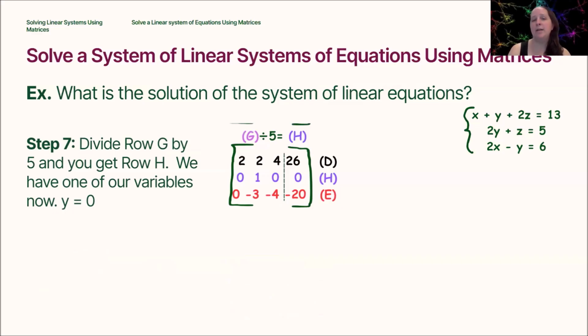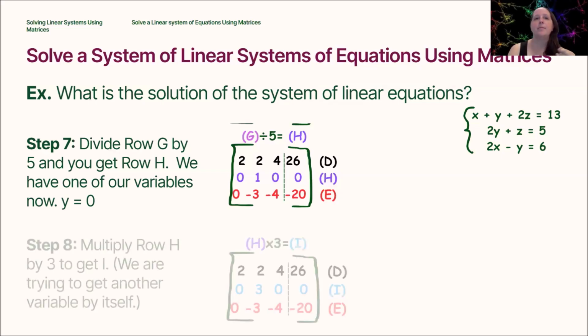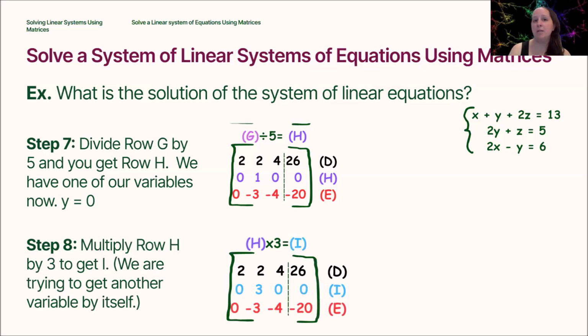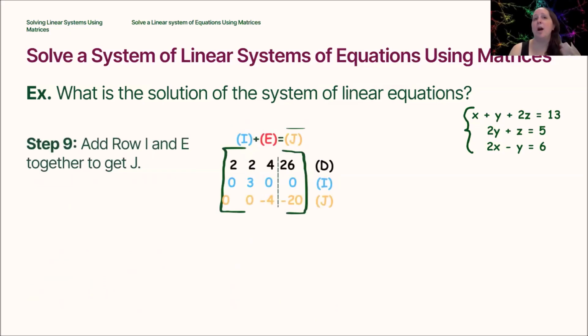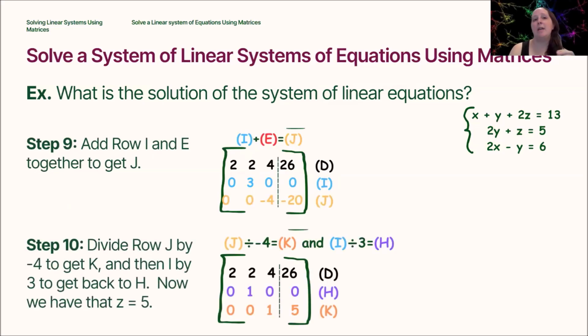From here, now I can start manipulating what I know to get rid of another variable. In this case, I'm multiplying H by 3 because I noticed that if I multiply by 3 and I still have that -3 in that E row, I can eliminate that variable and get -4 by itself. Which I do. I plus E gives me J. Then I divide J by -4 and I by -3, or by 3, to get back to my values of 0, 1, 0 and 0, 0, 1.